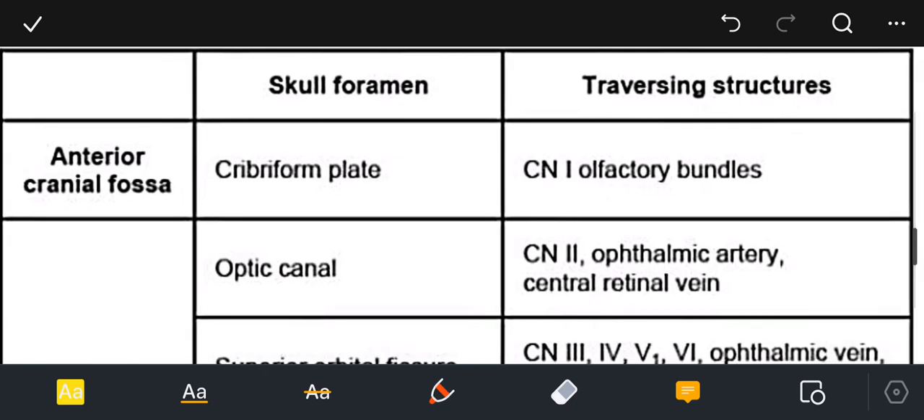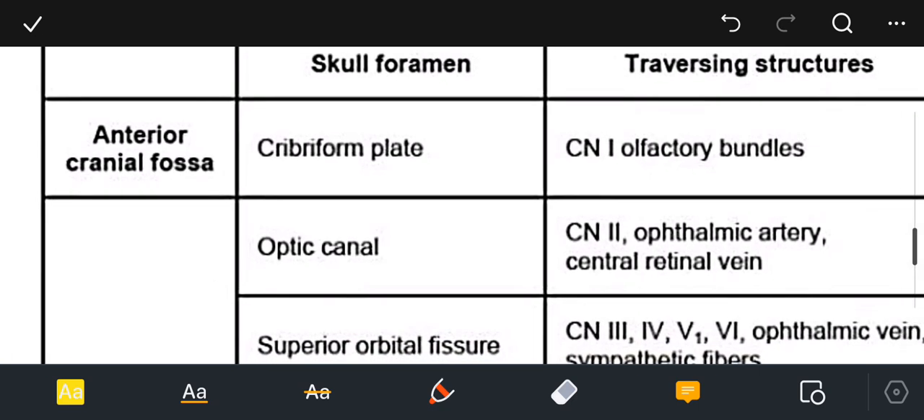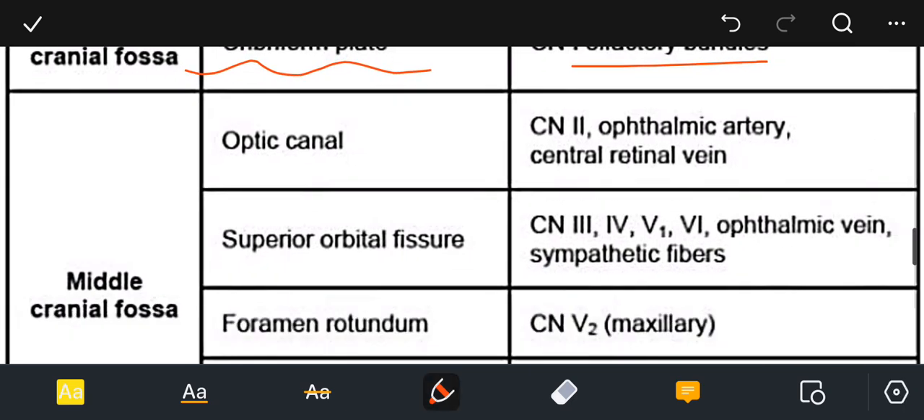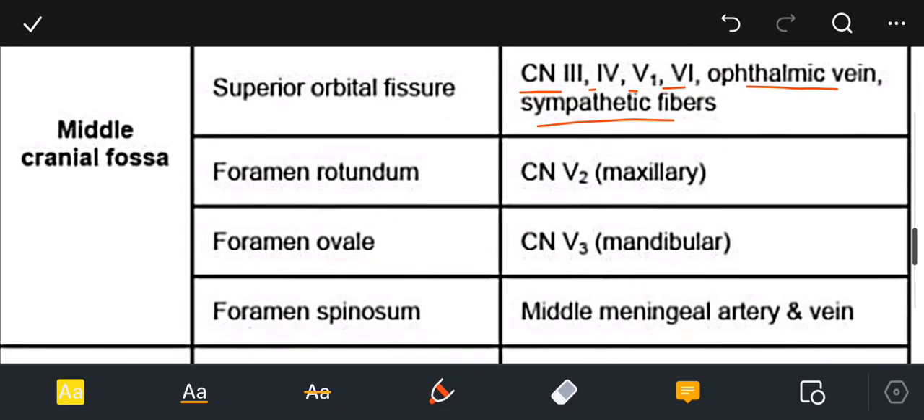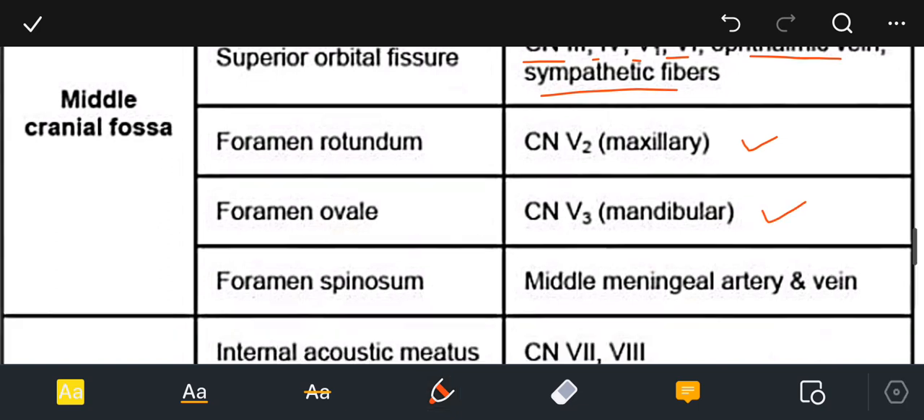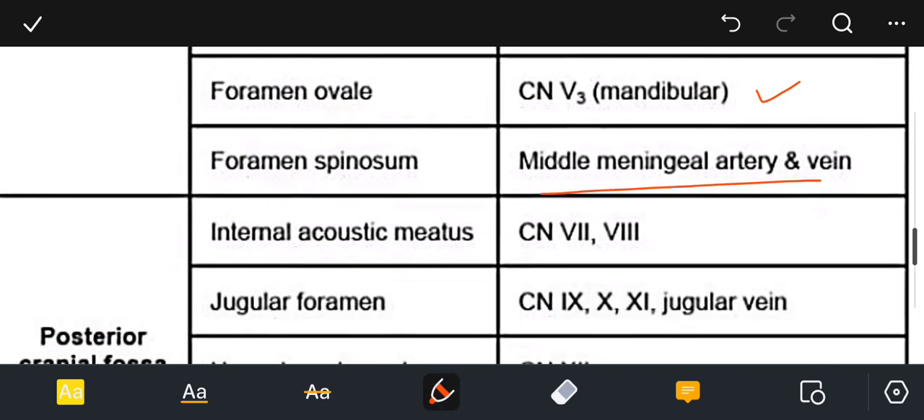So here you can see the UWorld table. The anterior cranial fossa has cribriform plate, and the cribriform plate contains the cranial nerve 1 olfactory bundles. Optic canal contains cranial nerve 2, ophthalmic artery and the central retinal vein. Superior orbital fissure contains cranial nerve 3, 4, 5 V1, 6, ophthalmic vein and sympathetic fibers. The foramen rotundum contains cranial nerve V2, that is maxillary. Foramen ovale has mandibular. Foramen spinosum has the middle meningeal artery and vein.